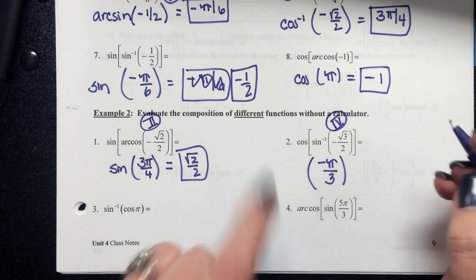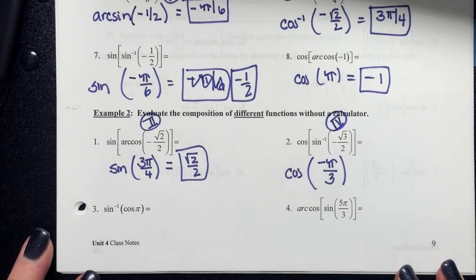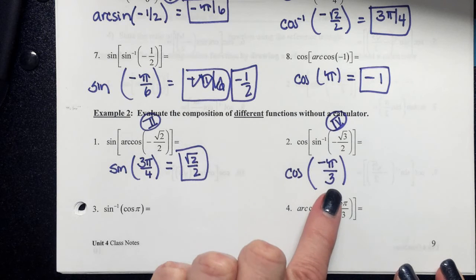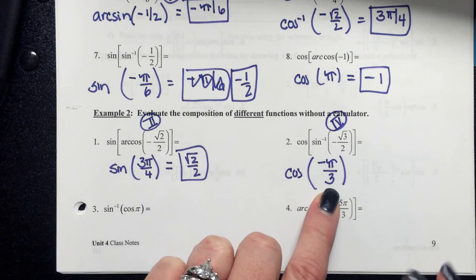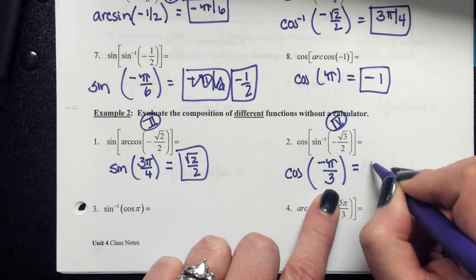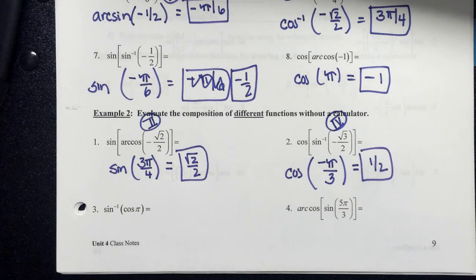So now I'm going to look on the outside and I want to find the cosine of negative pi over 3. Remember, negative pi over 3 is the angle down there in quadrant 4. So what's the cosine of negative pi over 3? 1/2. Okay. Questions on those two?